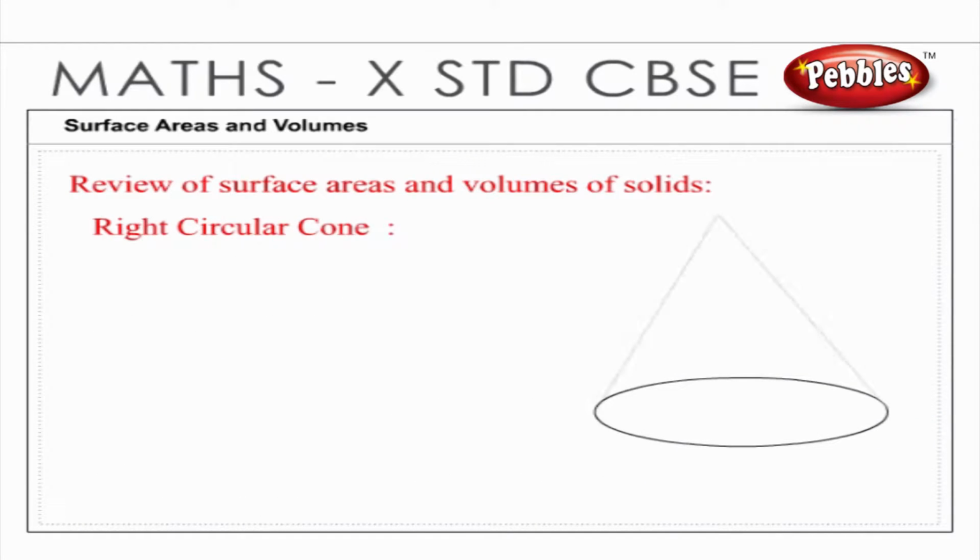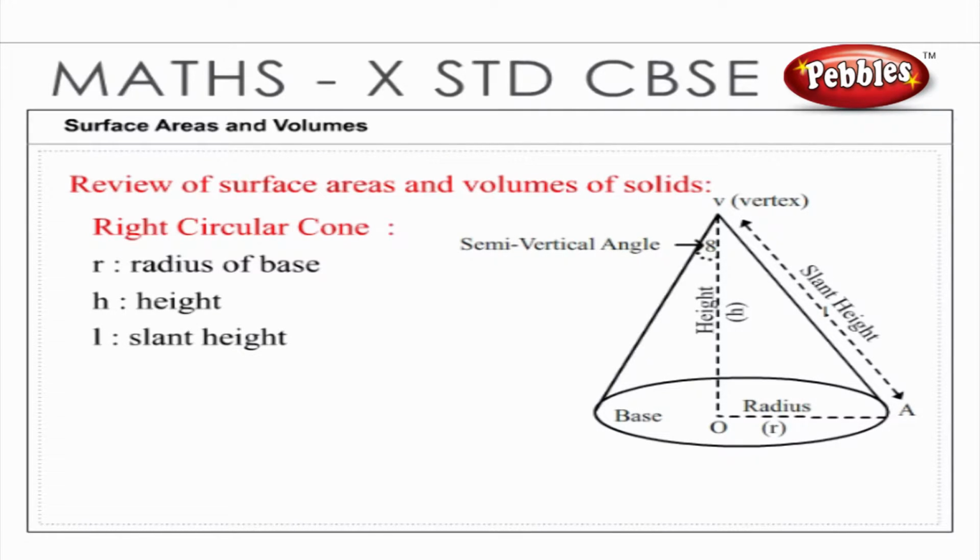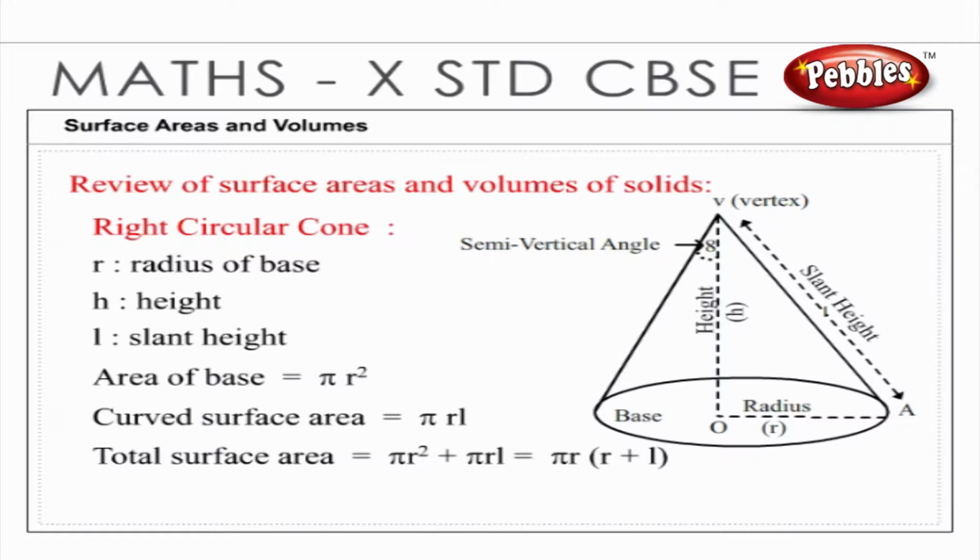Right circular cone. r, radius of base, h, height, l, slant height. Area of base is equal to pi r squared. Curved surface area is equal to pi r l. Total surface area is equal to pi r squared plus pi r l, which is equal to pi r into (r plus l). Volume is equal to 1 by 3 pi r squared h.